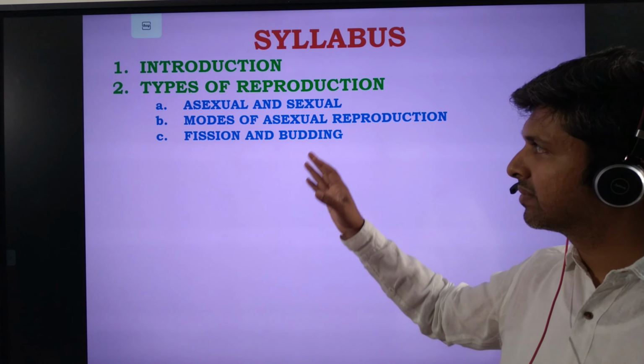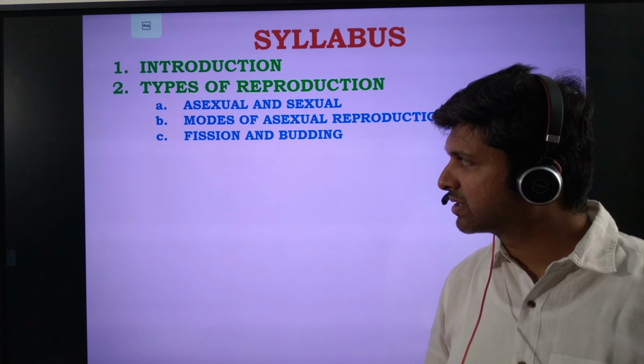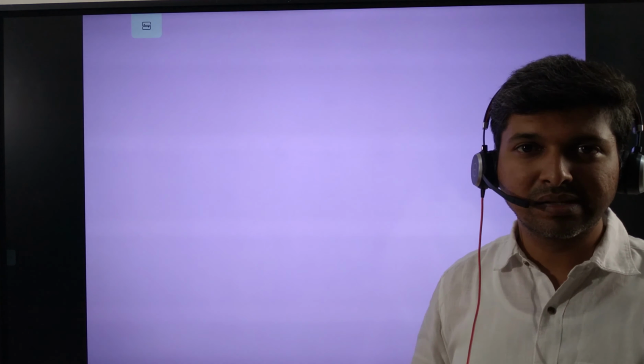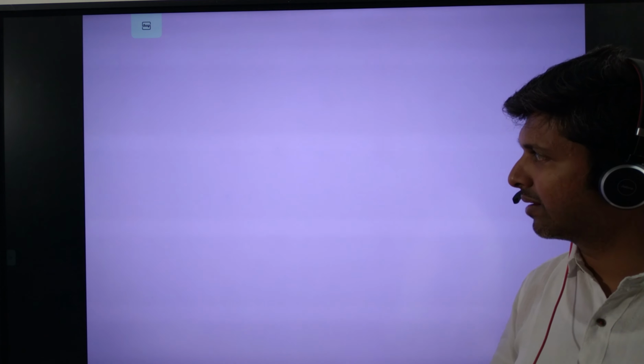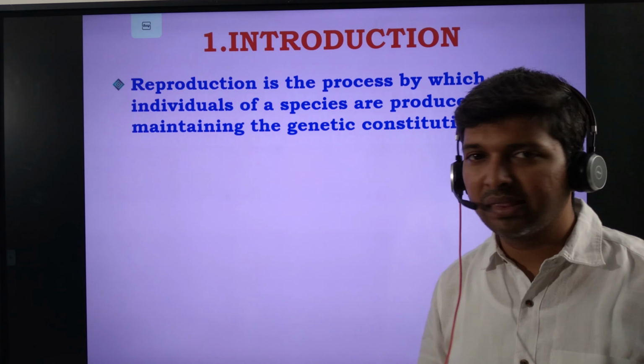So we have the introduction, then types of reproduction, that is asexual and sexual reproduction, modes of asexual reproduction, fission, budding, human reproduction, and then embryonic development. All this is to be covered in this chapter. This being part 1, we will just see the introduction.